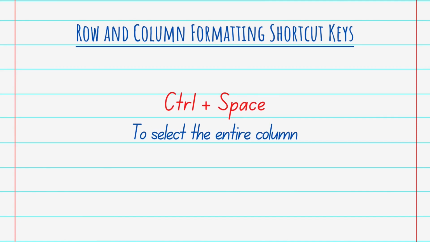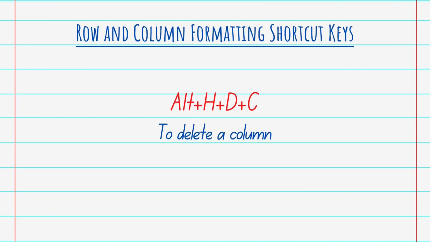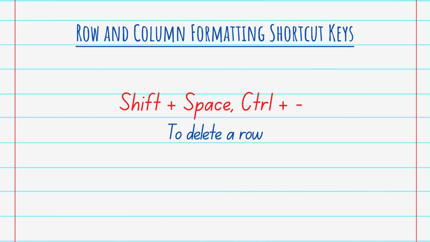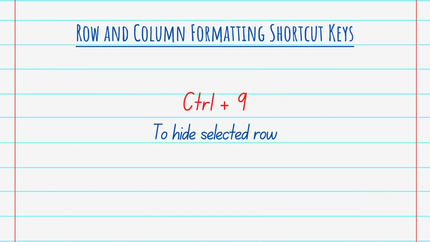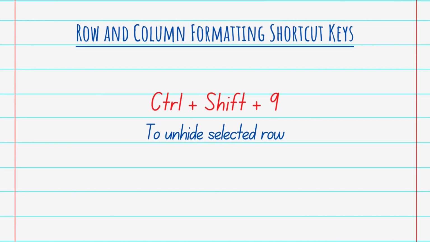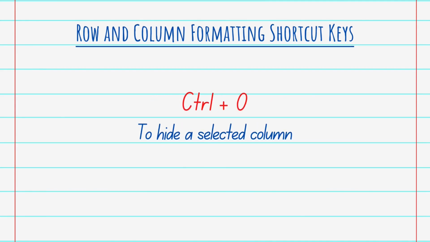Ctrl plus space to select the entire column. Alt plus H plus D plus C to delete a column. Shift plus space and Ctrl plus minus to delete a row. Ctrl plus 9 to hide selected row. Ctrl plus Shift plus 9 to unhide selected row.